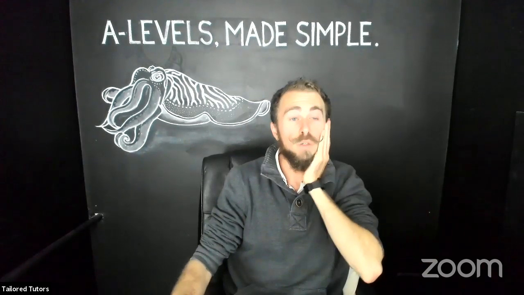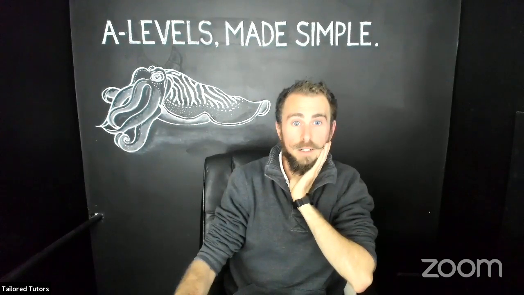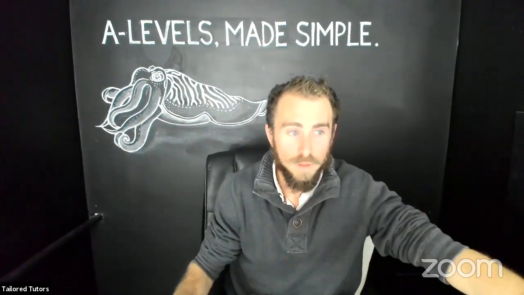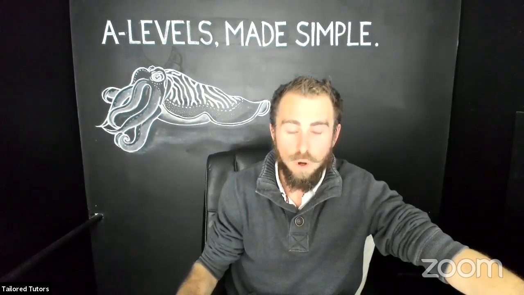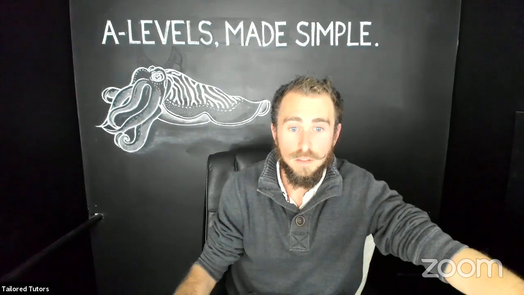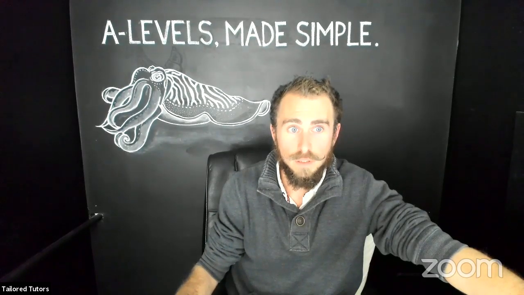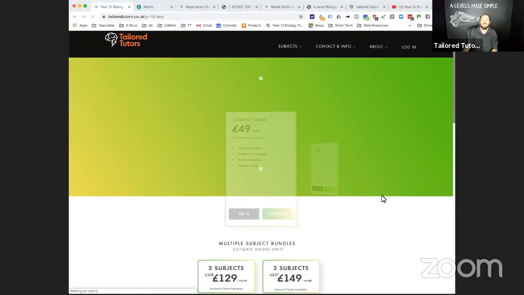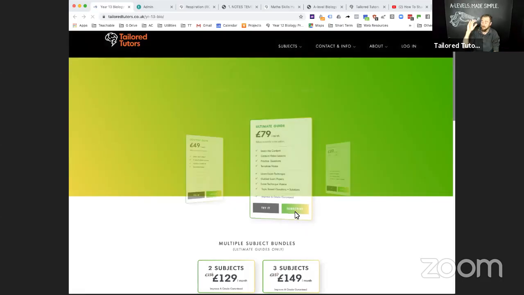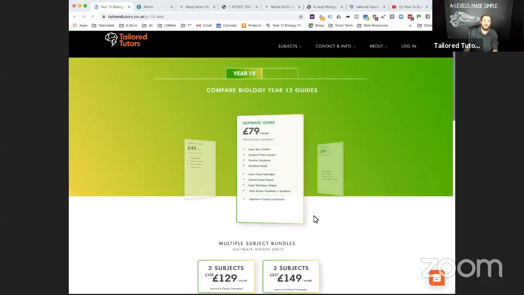Again, I can show you on the website just quickly if you're not sure about what the differences are. Yeah, so you guys are mostly year 13. It's cheaper if you're year 12. And again, if you're year 13, you don't need to buy both courses at once. You can just buy the year 13 course that includes all the AS content, all the A-level content.